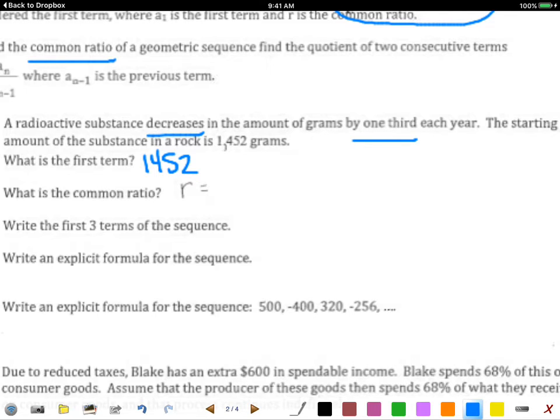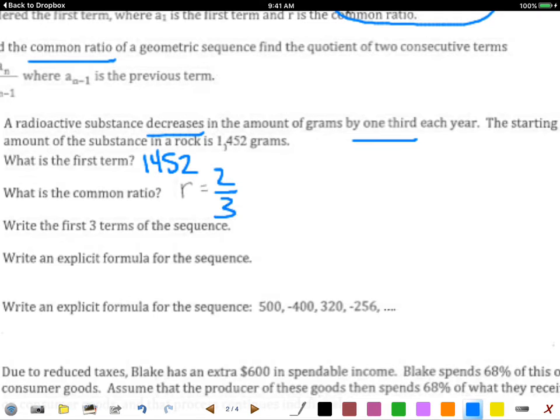Colton? 2/3. Why? Because you've got 1, you're decreasing. 1 minus 1/3. 1 minus 1/3 is 2/3. Right? Yesterday with the exponential decay type of problems, 1 minus however much it's decreasing by? It's decreasing by 1/3. So 1 whole, or 3/3, take away a third, leaves you with 2/3. So our common ratio is 2/3.